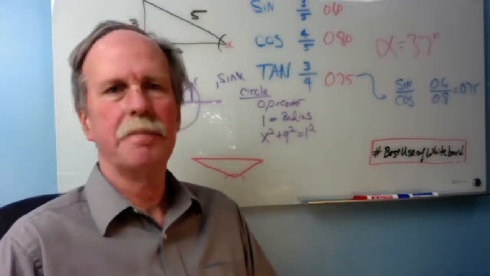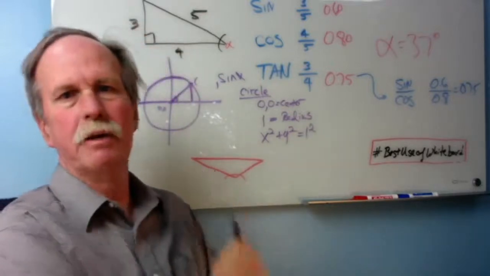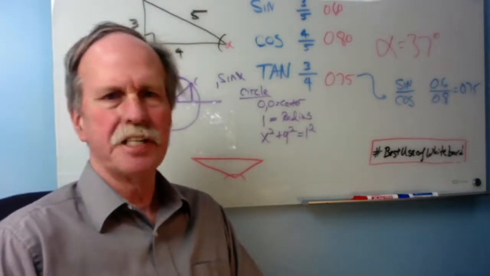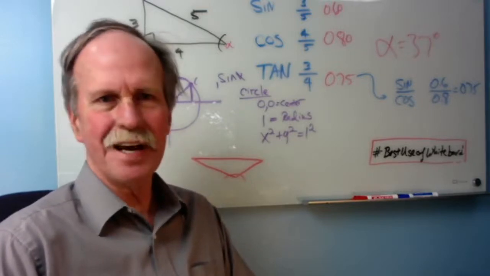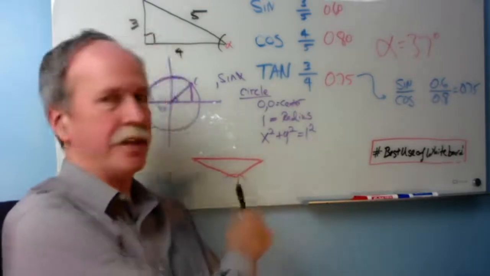Okay, so let's have a look at something that's a little more complicated. What about this triangle right here? What's the adjacent side? What's the opposite side? What's the hypotenuse, for that matter, for this angle right there?